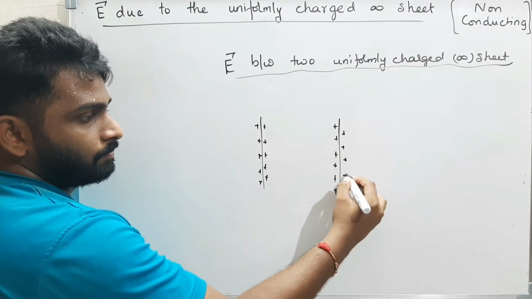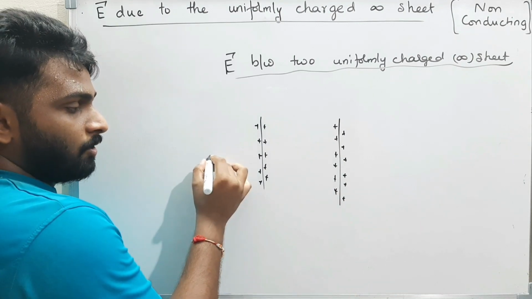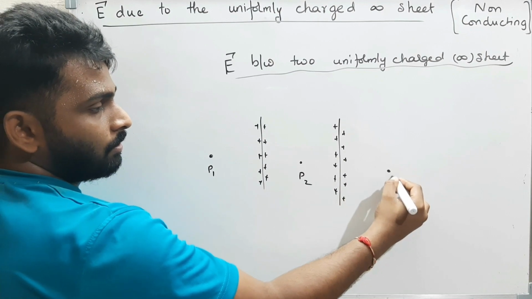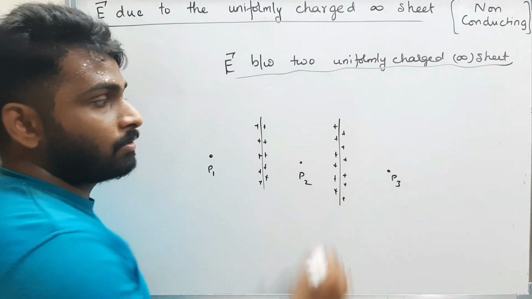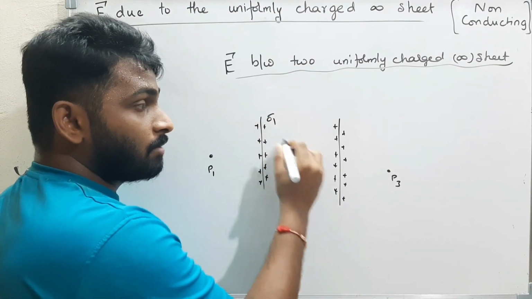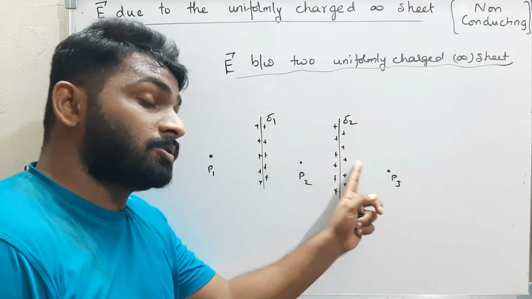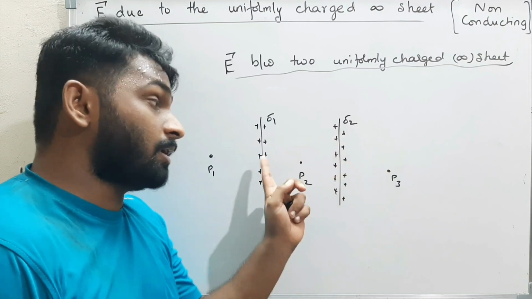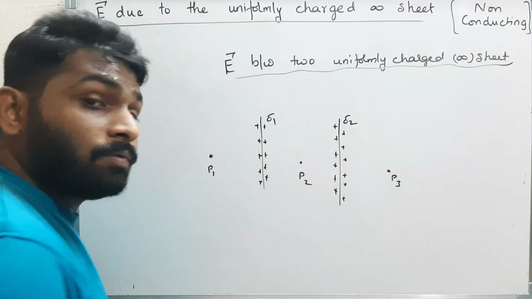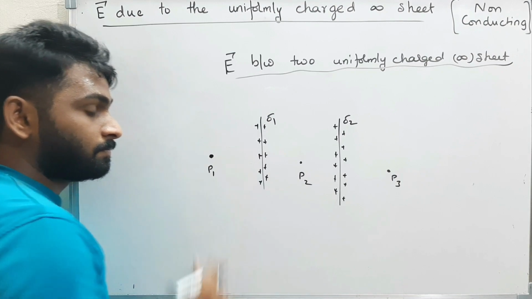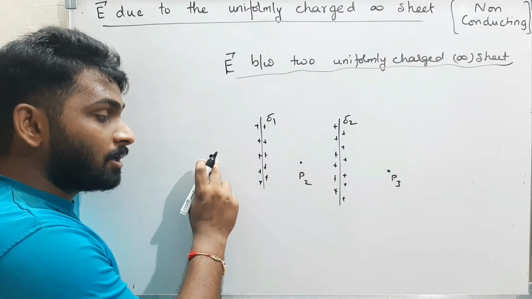Okay, well and good. Now I am measuring 3 points, P1, P2, P3. Now the surface charge densities are sigma 1 and sigma 2. The surface charge densities of these two sheets are sigma 1 and sigma 2, and these are infinite sheets. Now they told to find the electric field at this point P1. Now what is the electric field at this point P1?